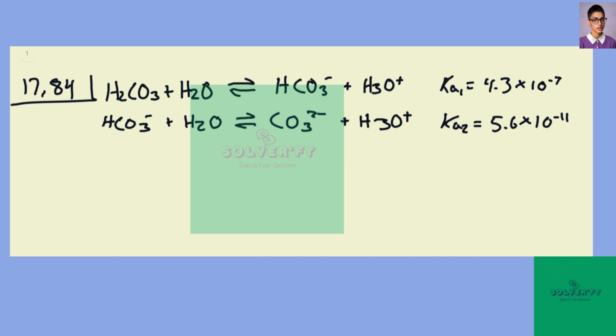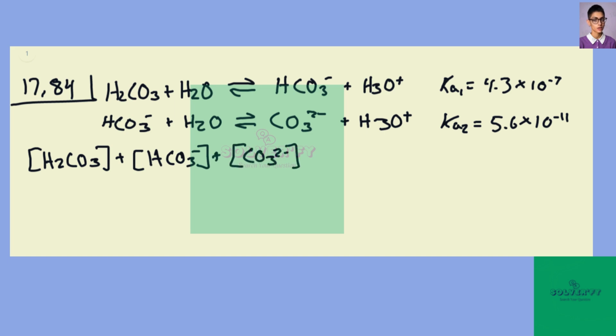So now we need to write down a couple of things to remember. The total concentration is equal to H2CO3 plus HCO3 minus plus CO3 2 minus. And we're told that's equal to 1.0 times 10 to the negative fifth molar.